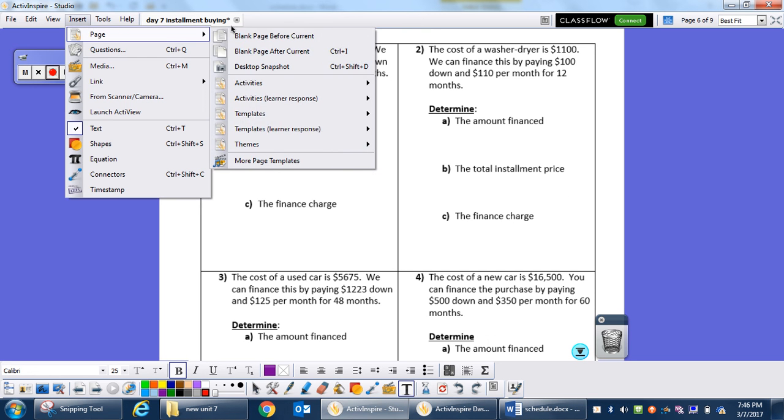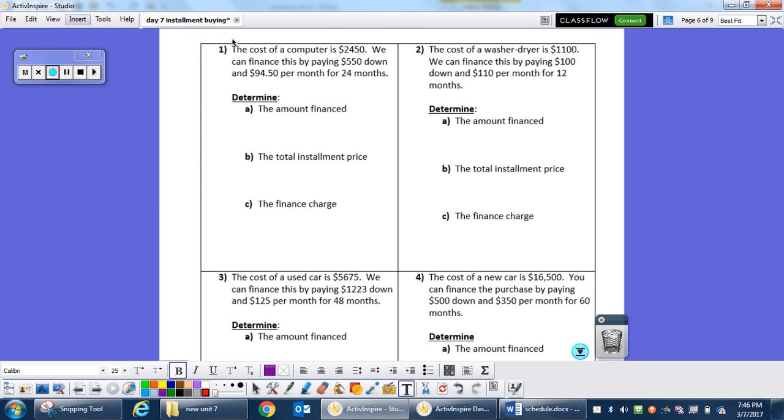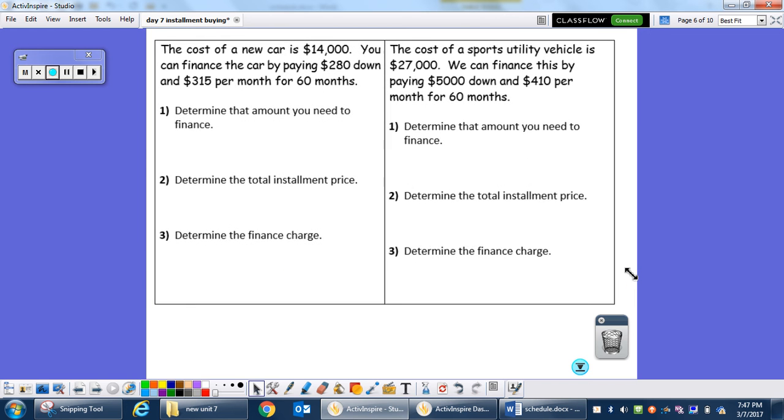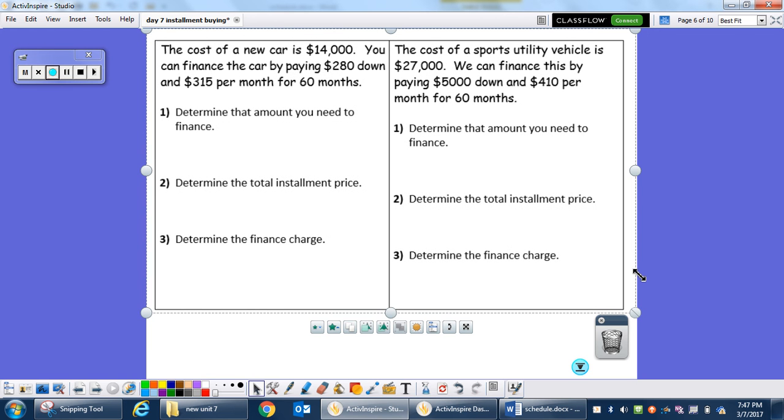Let me insert a little page there. Insert, blank page, bam. Alright, so now you're going to buy a new car for $14,000. So you can see how long ago these problems were written, because a new car for $14,000 is not very reasonable these days because of inflation. Okay? So the amount you need to finance is going to be that total minus the down payment. So $14,000 minus, oh, they're only putting $280 down. Whew, that's not much at all.